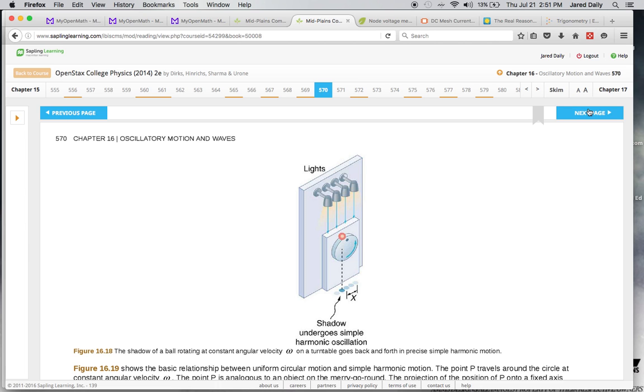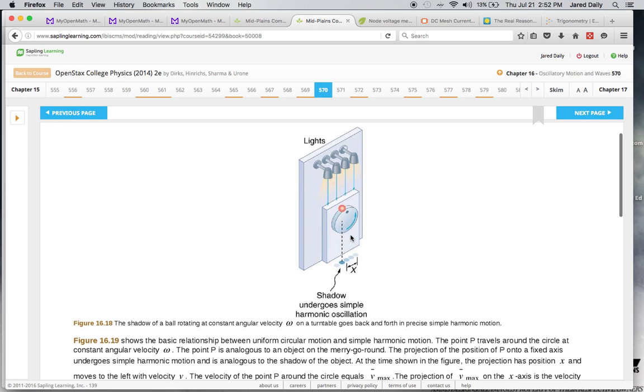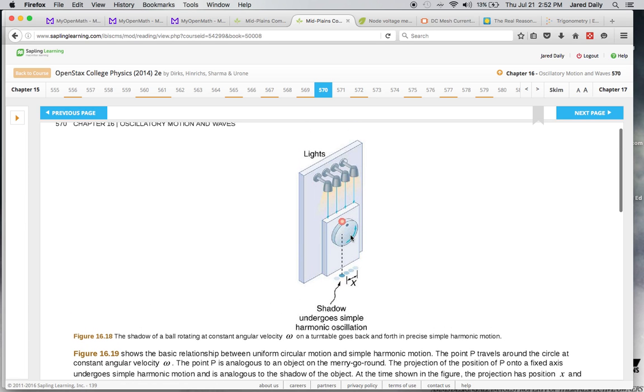So uniform circular motion, of course, is just like a ball going around and around in a circle at a constant speed around the edge of a rotating disc. In this case, we're going to put this rotating disc on a wall with some lights shining down, and we're going to look at the shadow of this ball that's traveling around the edge of the disc on the floor. And what we'll see is the shadow moving back and forth on the floor as the ball goes around and around on the disc.